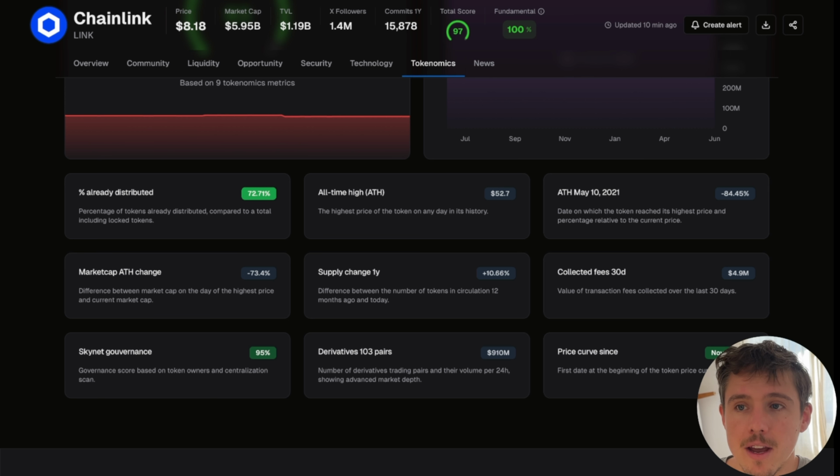For Chainlink, its market cap ATH change is minus 73%, and if you compare this with the drawdown from its ATH that we can see over there, of minus 84%, we can see that there is a big difference between these two. That difference, roughly 11 percentage points, is explained by the increase in circulating supply. Since May 2021, more LINK tokens are now in circulation, which partially offsets the price decline in terms of overall variation.